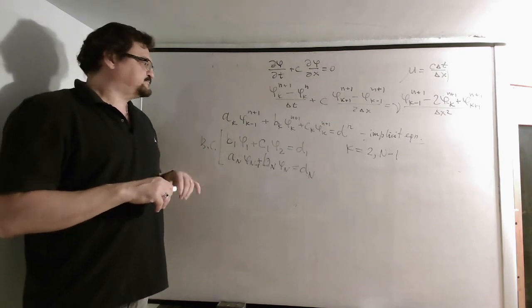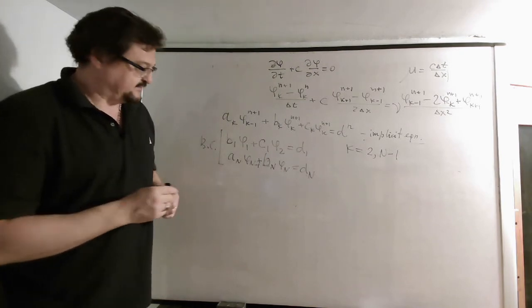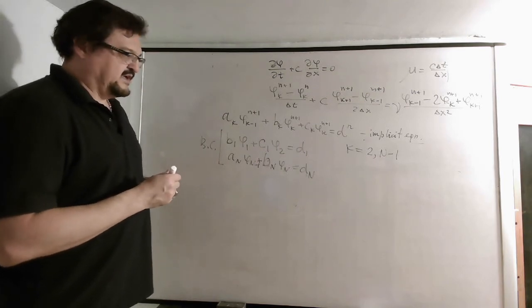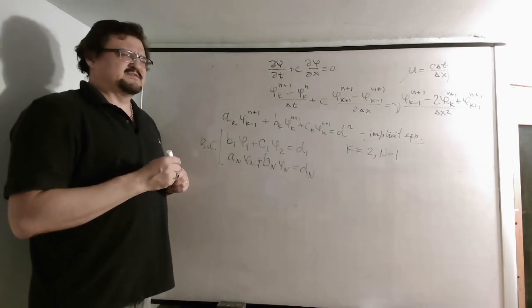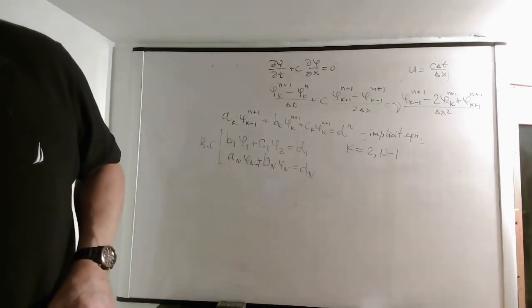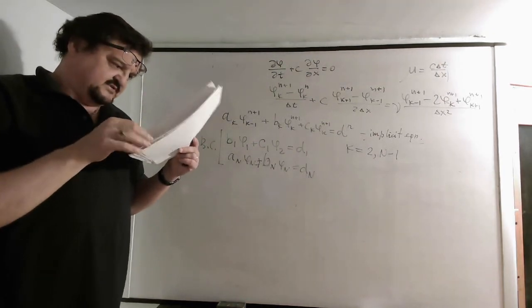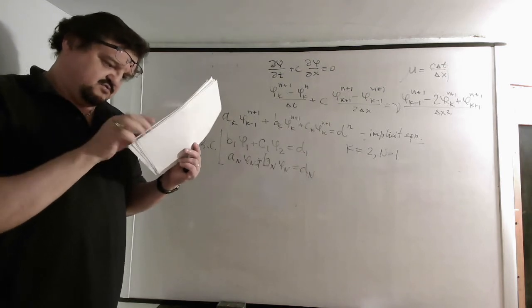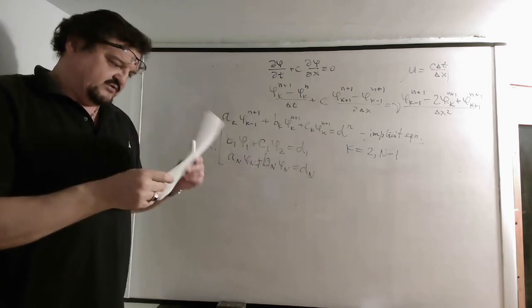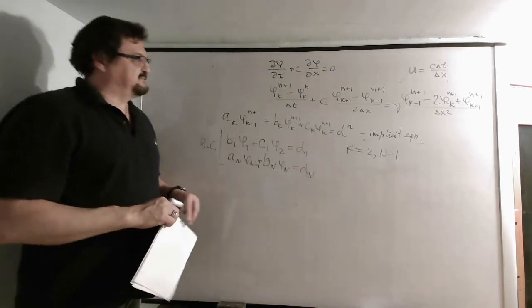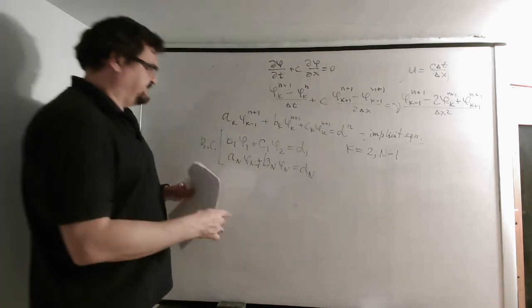So instead you can use a nice method, this simple tridiagonal matrix solver, which I believe is also called the Thomas algorithm. Frankly, I don't remember how it's actually called. I know how it's called in my language, in Russian, but it's irrelevant here.